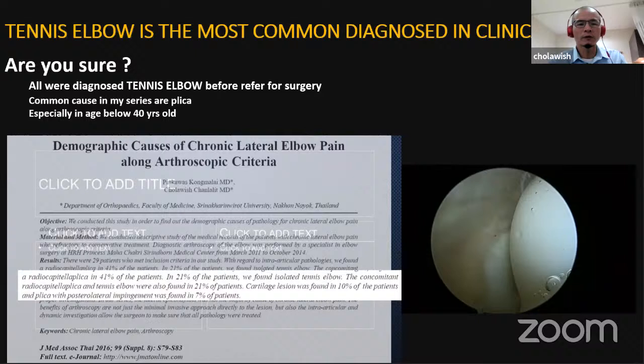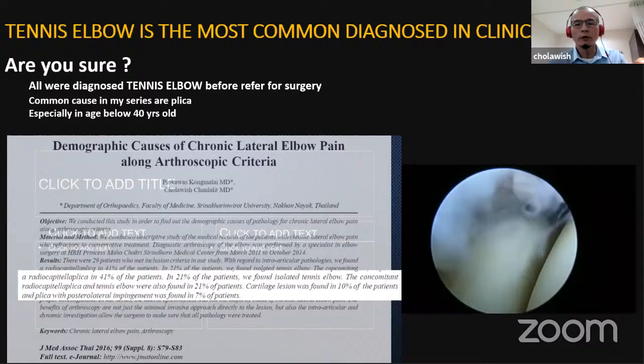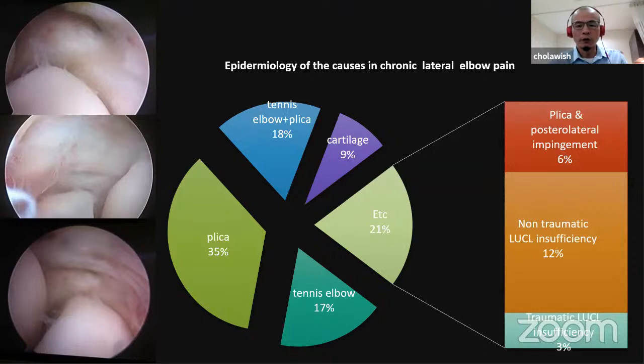So I started to survey the causes of lateral elbow pain from the arthroscopic aspect. I found that in chronic lateral elbow pain that needs surgery, the most common cause of the pain comes from lateral capitellar plica. This is a video clip showing the synovial fringe impinging in the lateral capitellar joint. If we include instability together, plica is still the major one, and tennis elbow is only 17%.